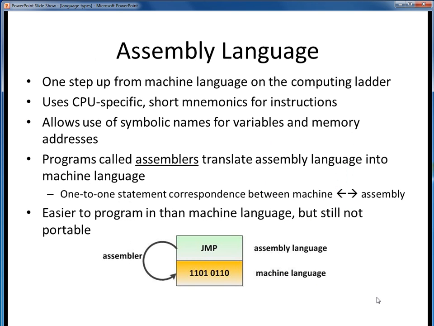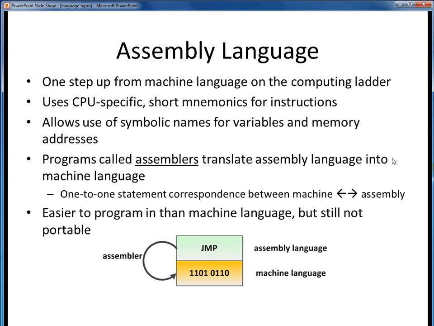So as we saw on the previous slide, working with machine language directly is not an appealing prospect for programming. And this is what led to the next evolutionary step up the computing ladder, assembly language. Assembly language allows the use of short CPU-specific mnemonics for individual instructions rather than ones and zeros. It also allows for the use of symbolic names for variables and their memory addresses. With assembly, special programs called assemblers turn programs written in assembly language into the equivalent low-level machine language.